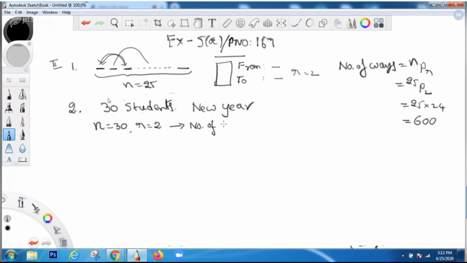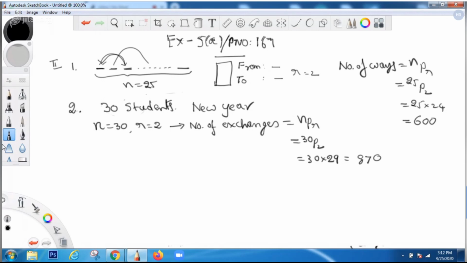The number of exchanges is equal to nPr, that is equal to 30P2. 30P2 is equal to 30 into 29, which comes to 870. So this is the number of greeting cards exchanged.